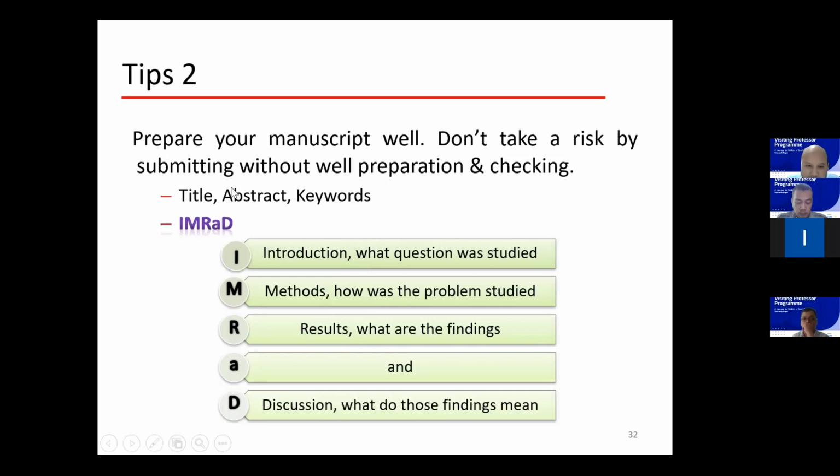Okay, so basically in paper preparation, this is a tip. They call it IMRAD: introduction, what question was studied; methods, how was the problem studied; and results and discussion. So basically, as a reviewer, when I review a paper, immediately I will look at the introduction, and if I cannot find the problem statement, I will reject the paper immediately, because that is the most important thing. We want to know why you do the work. What is the problem statement that led you to do this?